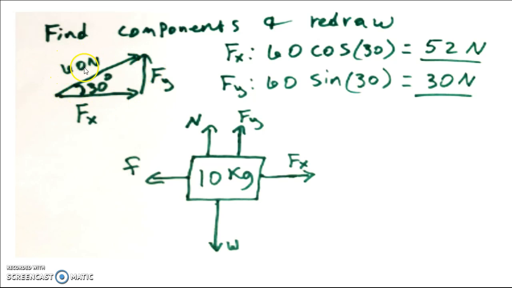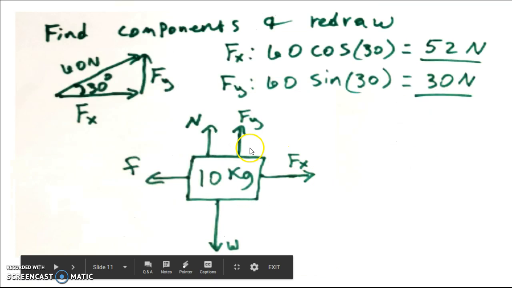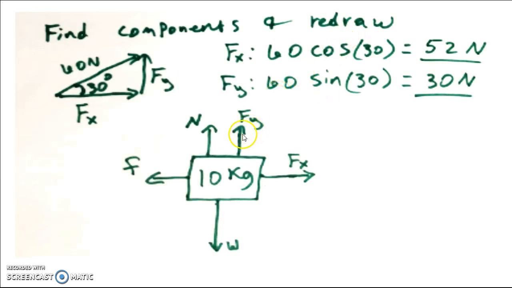So instead of having this angled force, find the components. It was 60 newtons at a 30-degree angle. The x component is 60 times the cosine of 30. The y component is 60 times the sine of 30. You get 52 for the x, 30 for the y. And then redraw the diagram. Instead of having the angled force on it, have the two components that make it up. Makes the diagram a lot easier to look at.